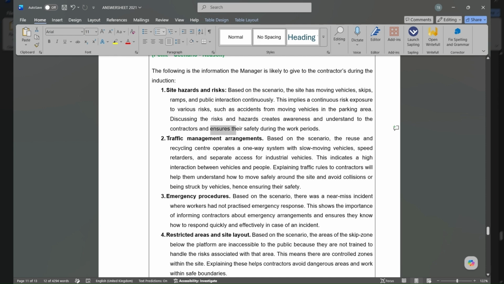The next answer goes as traffic management arrangements. Now, this is the point, and then based on the scenario, the reuse and recycling center operates a one-way system with slow moving vehicles, speed retarders, and separate access for industrial vehicles. This indicates a high interaction between vehicles and people. Explaining traffic rules to contractors will help them understand how to move safely around the site and avoid collisions or being struck by vehicles, hence ensuring their safety.